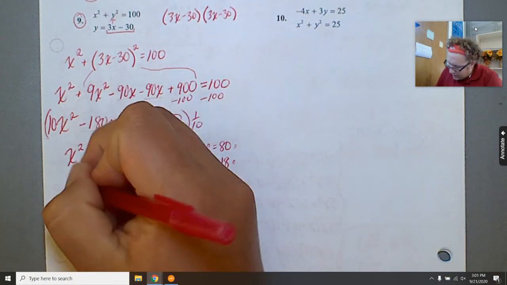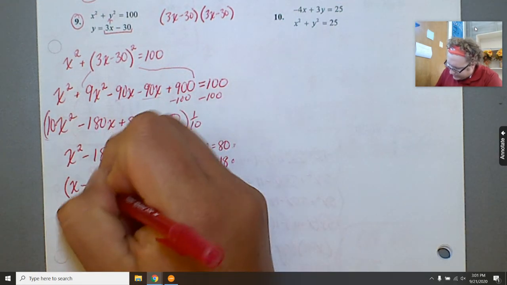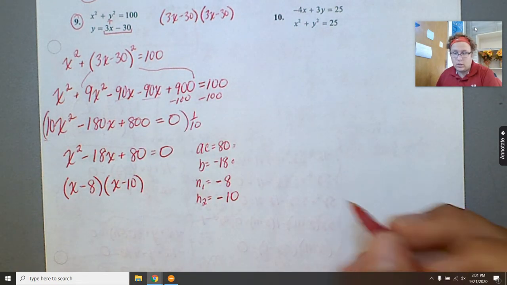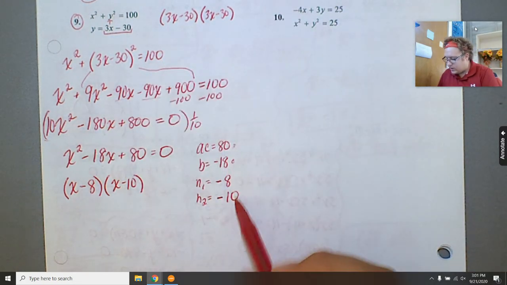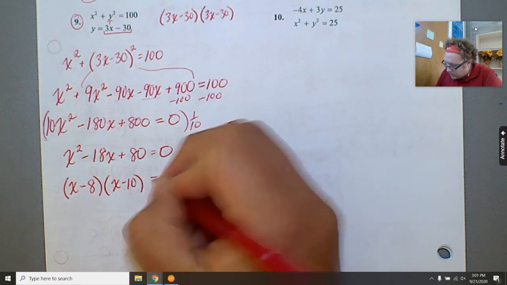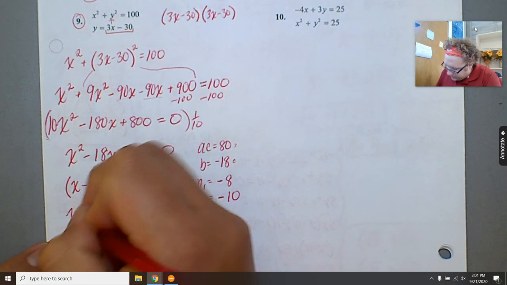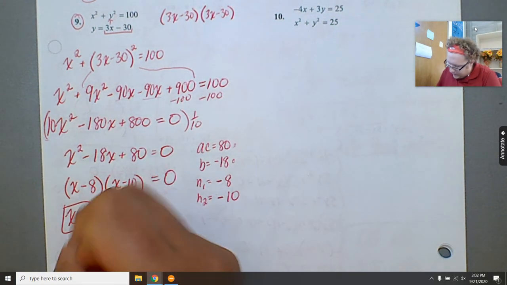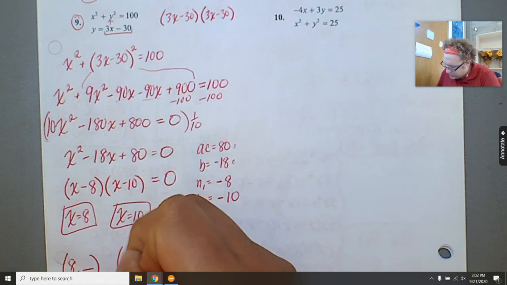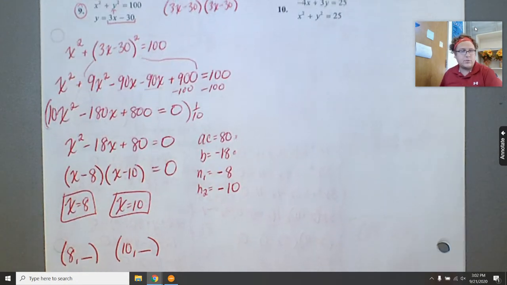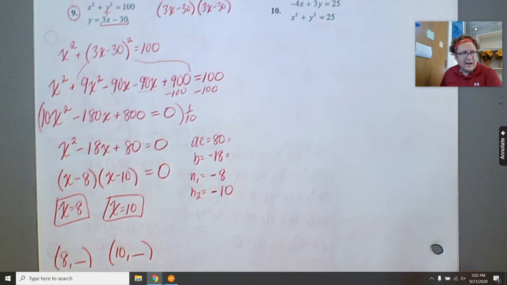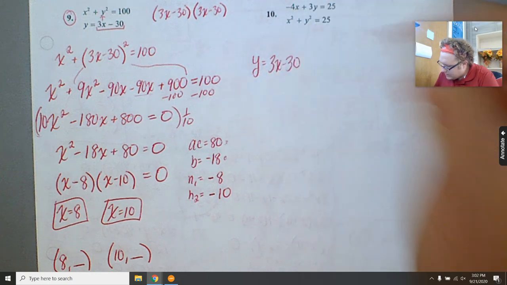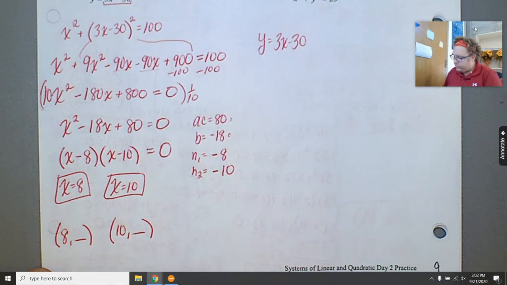We're good to go. I'm going to skip right to our factors because the coefficient was 1. Alert, alert. If this is not 1, you can't just go from here to here. Okay? Just a little reminder there. All right, we've got x equals 8 and x equals 10. So we've got 8 comma something as our solution and 10 comma something as our second solution. All right, I see up here we've got y equals 3x minus 30. So I'm just going to use that for both of these points.